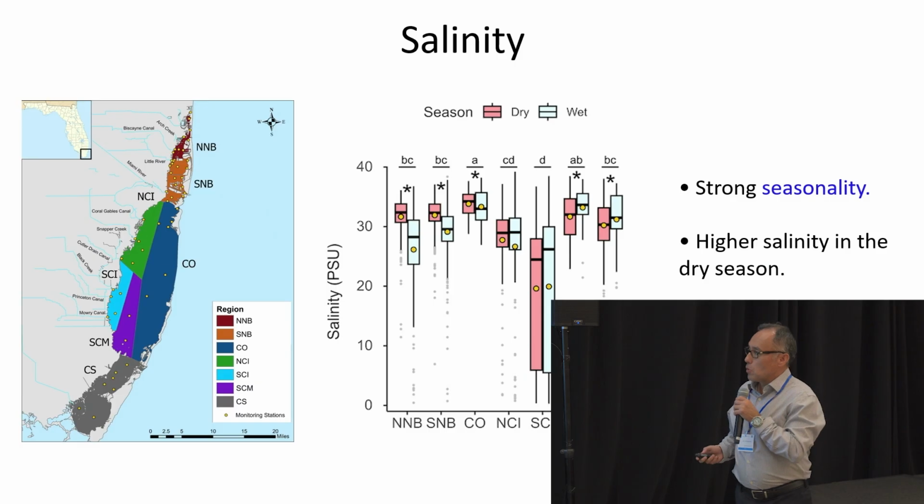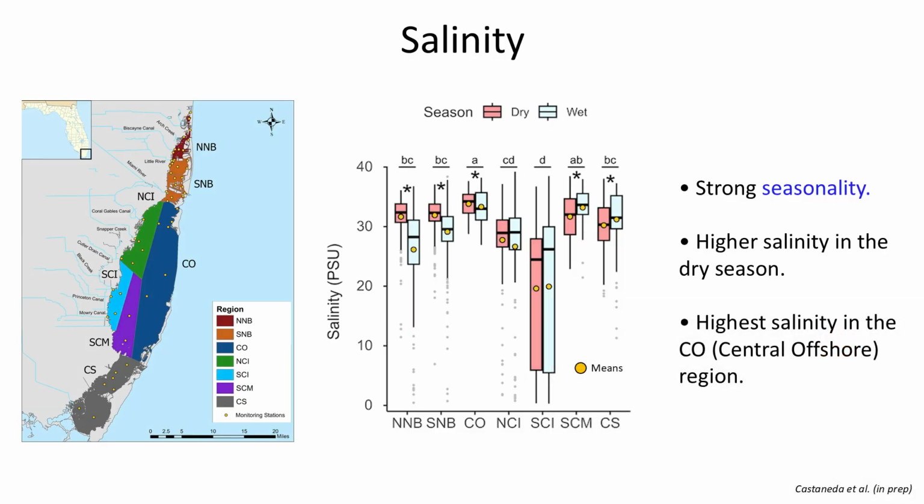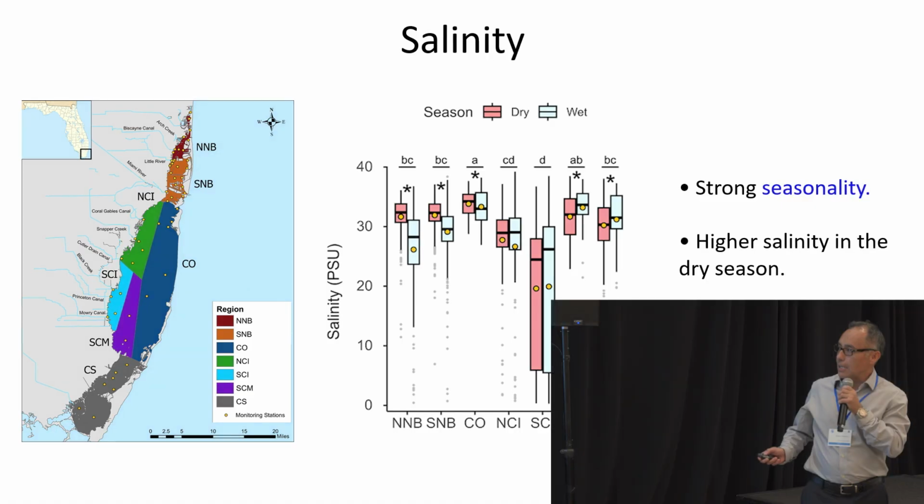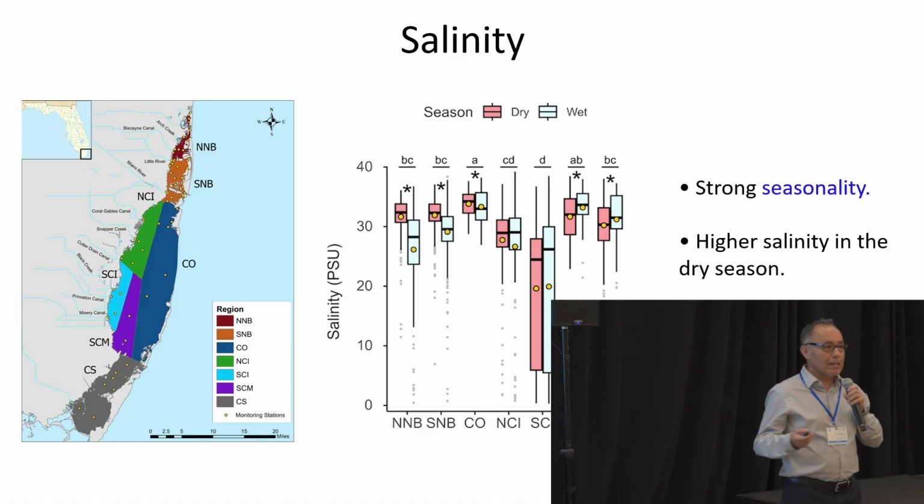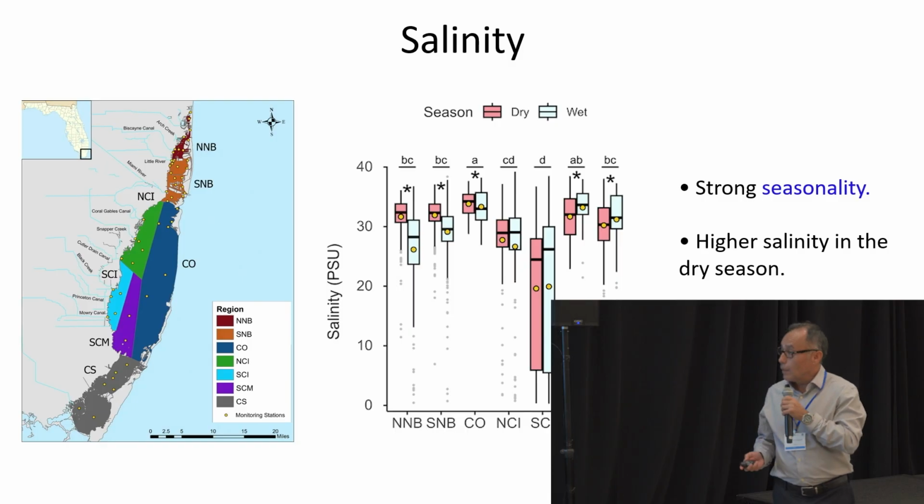So, some of the results. Here are all the panels; you're going to see on the x-axis all the nutrient criteria regions from the north to the south. In terms of salinity, we have a strong seasonality. We have higher salinity during the dry season across all the regions, as you see right there by the asterisk, indicating significant difference. And the highest salinity we observe in the central offshore, which is this blue region right here, directly connected with the Atlantic Ocean, so that makes sense.